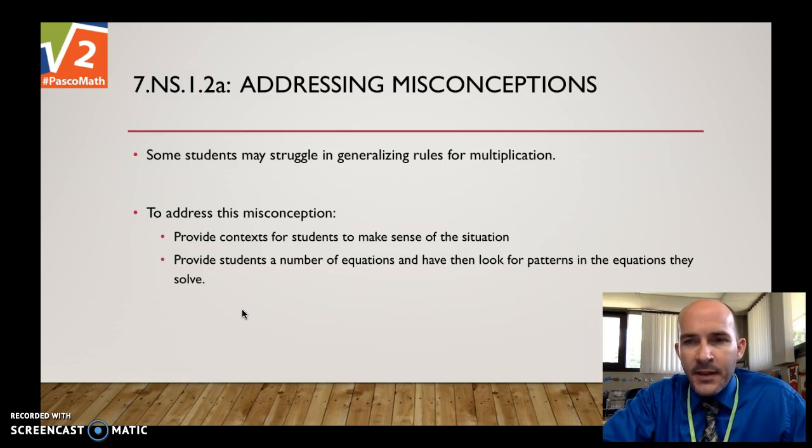When thinking of some misconceptions, some students might struggle in generalizing rules for multiplication. Again, I would encourage you to go back to context for students to make sense. Provide students a number of equations and have them look for patterns in those equations that they solve. This is where we might get into Standard for Mathematical Practice 8, and after repeated reasoning and looking at patterns, students will discover these rules and make sense of it for themselves.